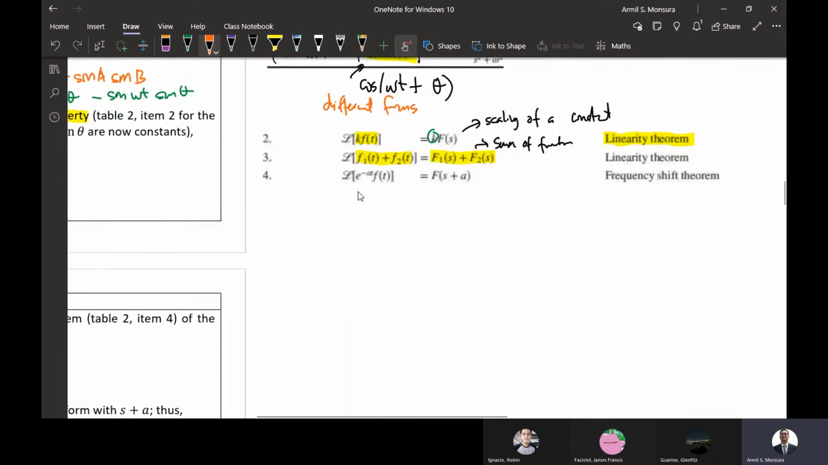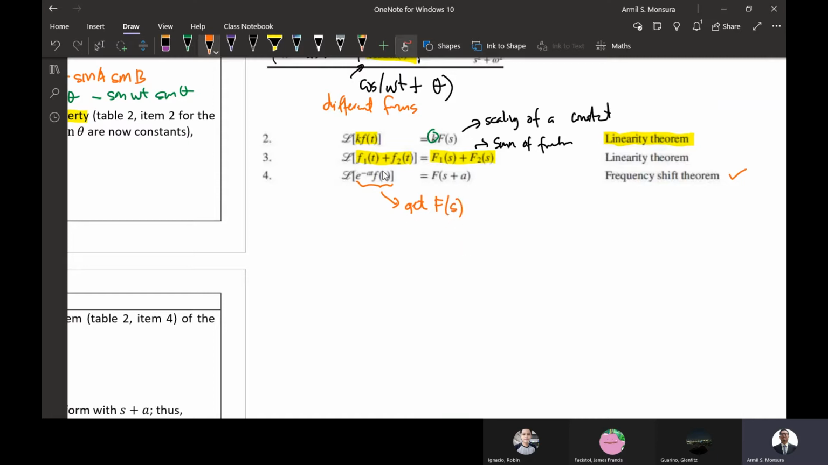Pero as I was saying kanina, makikita nyo yung sa properties, ito, wherein meron kayong f of t na naka-scale o naka-multiply with an exponential function. Okay? So, sabi ni Laplace, ng properties ng Laplace form, pag meron kayong function na naka-multiply ng exponential, pwede nyo siyang gamitan ng frequency shift theorem. Okay? Ano yung frequency shift theorem? Pag kinukuha nyo yung Laplace form ng product na to, that is an exponential multiplied to a function, what you would do is get f of s. Okay? Kunin natin yung f of s.